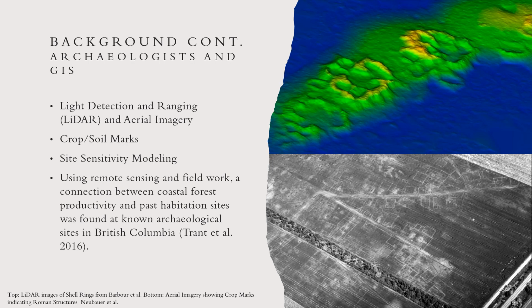There's also site sensitivity modeling, which uses historical records, things such as least cost path, distance to water, and distance to other known sites, to try to find the locations of potential sites. And one of particular interest was in British Columbia, where they used remote sensing and fieldwork and found a connection between coastal forest productivity and past habitation sites, including places that had shell rings that were affecting the tree growth and general productivity, and burned areas, which I'll explain.